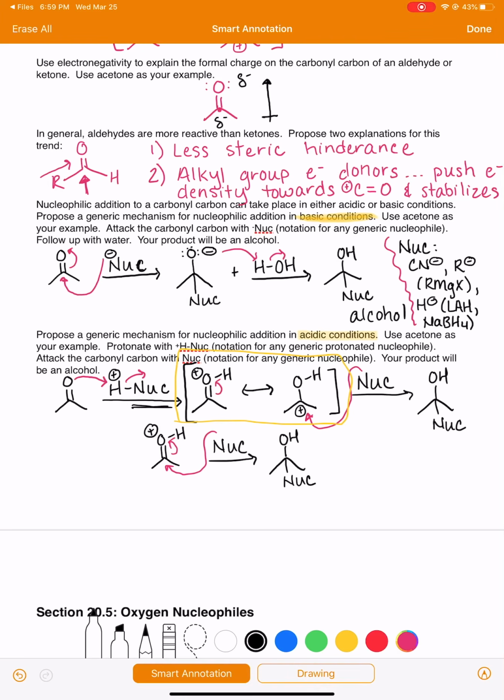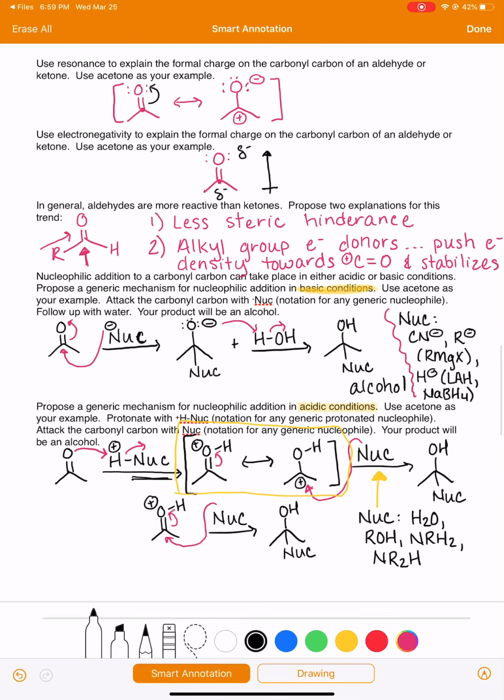Get the same product. So for this reaction, the nucleophiles that we use, and this is referring to these nucleophiles right here, not the H-Nuc stuff that we started with, the nucleophiles that we'll see for this are water, just our typical weak nucleophiles, alcohols, amines that have at least one hydrogen on them. And that's all it is. That's all there is to that mechanism.